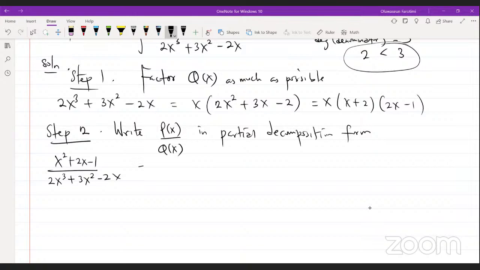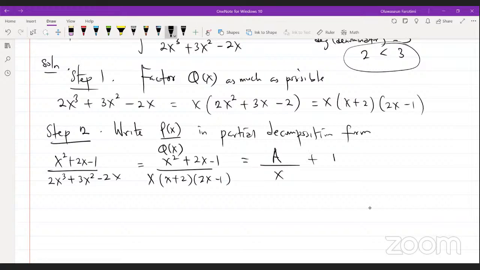In partial decomposition form, remember first, I know the bottom actually split into x, (x plus 2), and (2x minus 1). Take a look, guys. Think about the bottom. What kind of factors are these? Are they linear factors or quadratic? All right, so these are linear factors. Why? Because the power on the x's is just 1. So once that happens, you write A over x plus B over (x plus 2) plus C over (2x minus 1).